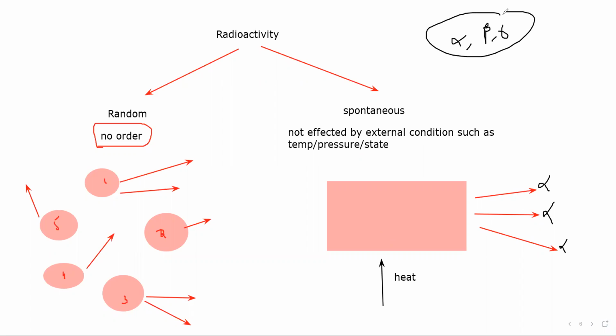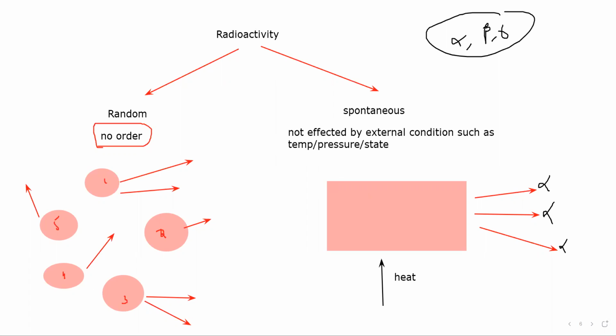Is it clear the meaning of random and spontaneous? Random means there is no order, and spontaneous means it is not affected by any sort of external condition. Even if I have a radioactive substance at high temperature or at low temperature.